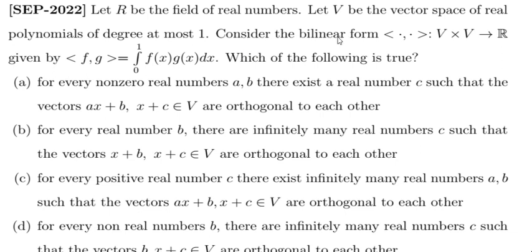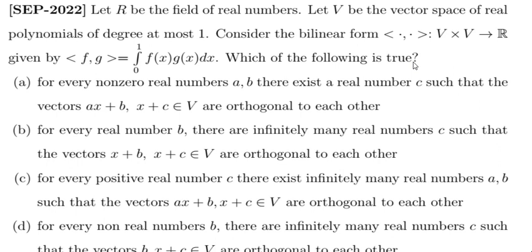In this video, we will solve a problem asked in CSIR NET September 2022 in the unit of linear algebra. The problem is, let R be the field of real numbers, let V be the vector space of real polynomials of degree at most 1. Consider the bilinear form, a function from V cross V to R, given by the inner product of f comma g equal to integral 0 to 1 f of x g of x dx. Which of the following is true?